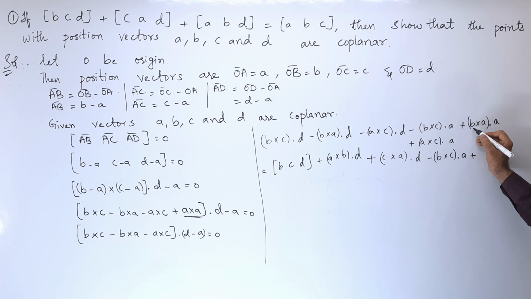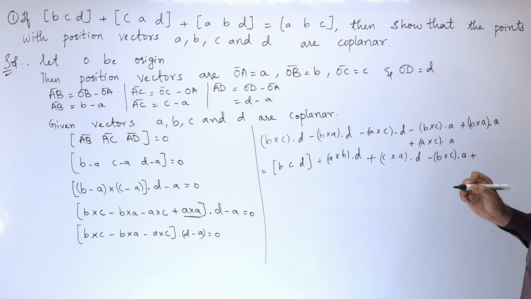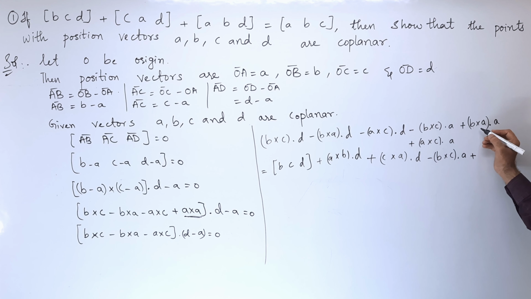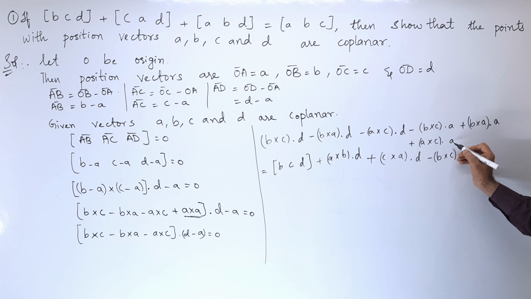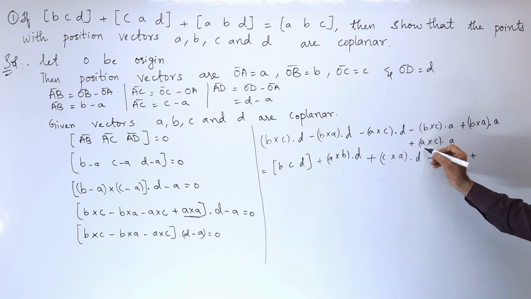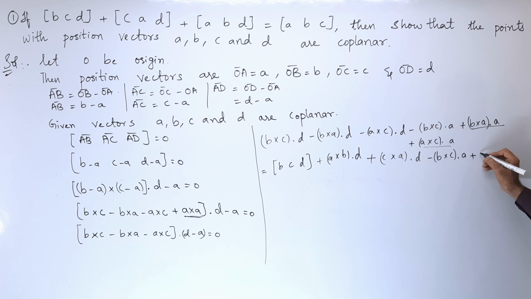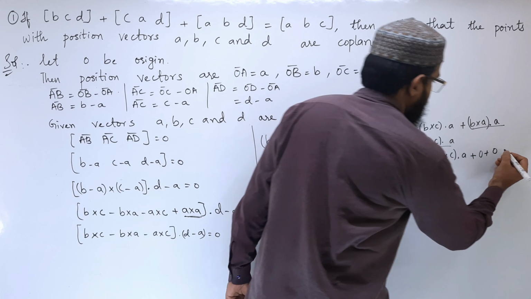Here the vector after the cross product B cross A will be perpendicular to the vector B as well as perpendicular to A. So if we take the dot product of this vector with A, it will be 0, because this vector is perpendicular to A. Here also the same: the cross product of A and C dotted with A will be 0, because these two vectors will be perpendicular. So we will get 0 plus 0 is equal to 0.